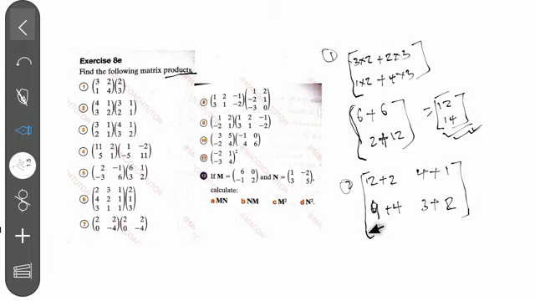So let's do the calculation now. Here we have 12 plus 2, we have 14. 9 plus 4, that is 13. And here, 4 plus 1, we have 5. 3 plus 2, that is also 5. So this is the solution to question 2.